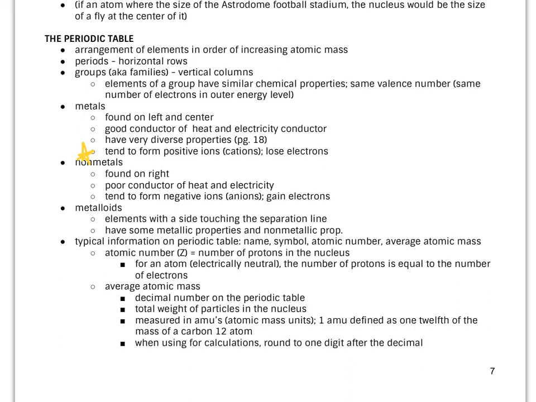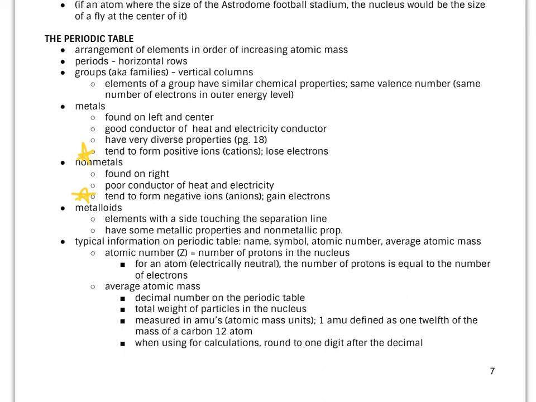And then the next type of elements on the periodic table are nonmetals, and those are found on the right. Those consist of halogens, noble gases, and other nonmetals that we will mark specifically when we mark our periodic tables. Nonmetals are categorized by being poor conductors of heat and electricity, because if metals are good, then nonmetals kind of have to not be good at it. And opposite of metals, nonmetals tend to form negative ions or anions, which means that they gain electrons. So we're going to star that one too.